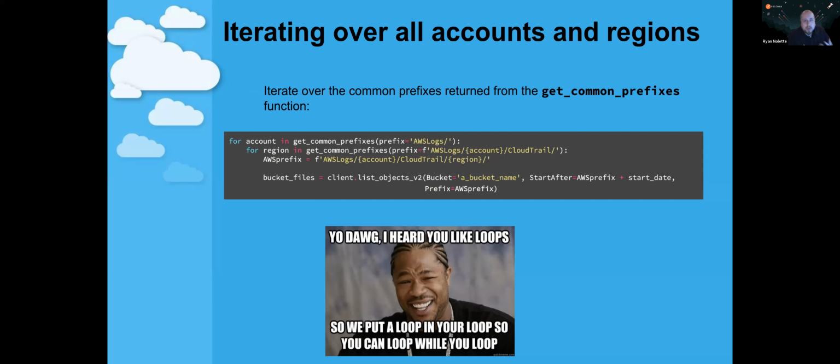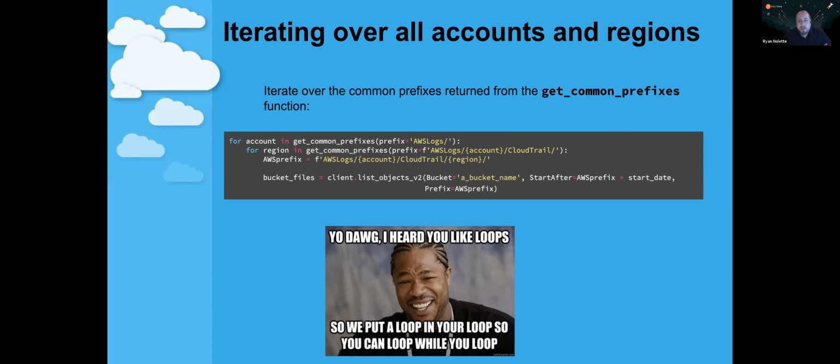Now, once we have the function to get all the accounts and regions, we just have to iterate over them. And that way we're filtering by date and letting the server do all the filtering for us. And once again, it's saving us that ton of money that I just don't like spending, because I would much rather use it for a better coffee maker in the office than go to Amazon or whoever my provider is.